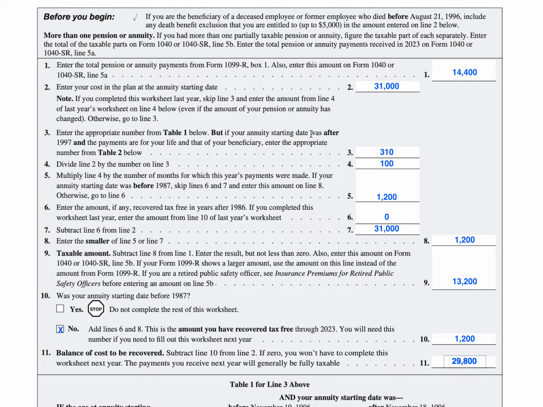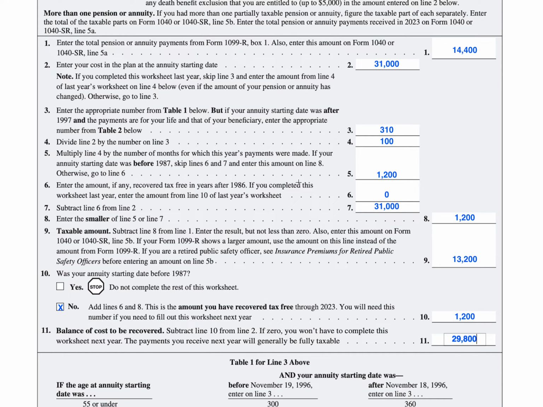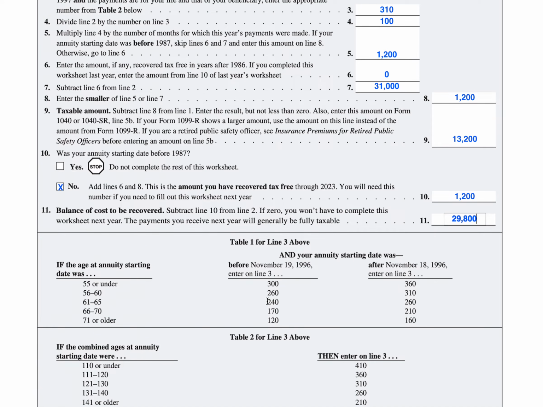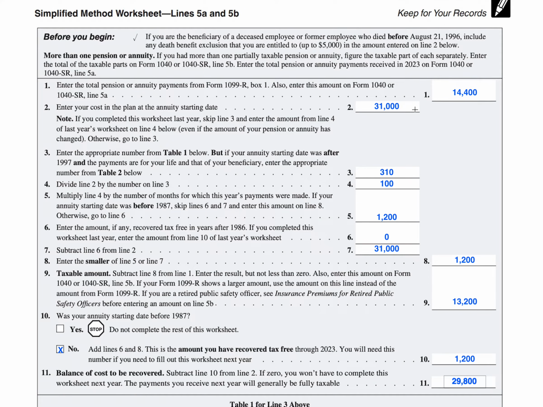But because the start date is after 1997 and the payments are for a joint and spouse or joint and survivor, and they were both age 65, their combined ages would be 130. That goes over to 310. So that means that the $31,000 will be the tax-free portion of his annuity payment, because that's the cost of his investment. So we're going to divide the 310 into the $31,000.